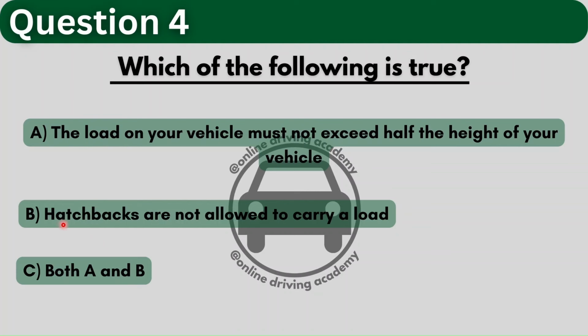Let's look at option B. Option B says hatchbacks are not allowed to carry a load. Now obviously we know hatchbacks can carry a load, therefore option B will be incorrect. And if option B is incorrect, then that means that option C will automatically be incorrect as well, because option C says both A and B are correct. And that leaves us with option A, which will be our correct answer. Now option A states that the load on your vehicle must not exceed half the height of your vehicle.